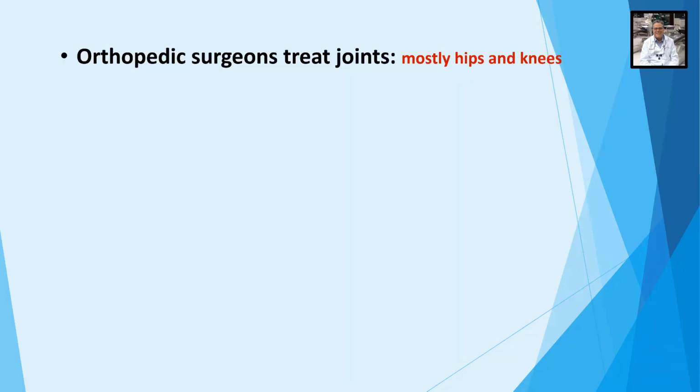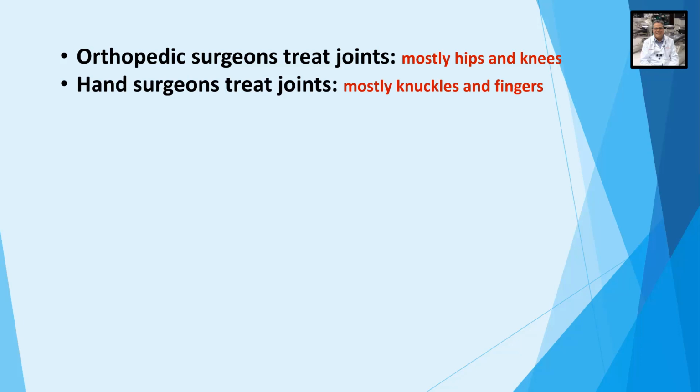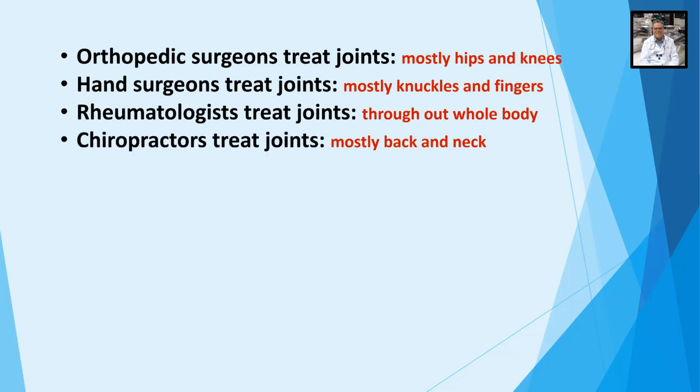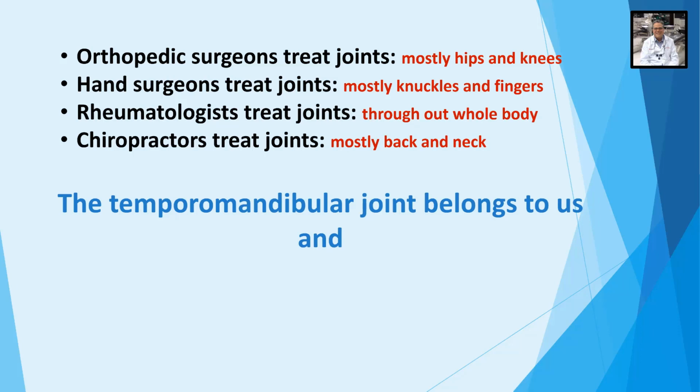Orthopedic surgeons treat joints, mostly hips and knees. Hand surgeons treat joints, mostly knuckles and fingers. Rheumatologists treat joints throughout the whole body. Chiropractors treat joints, mostly back and neck. But the temporomandibular joint belongs to us, and I believe is the most complex of all.